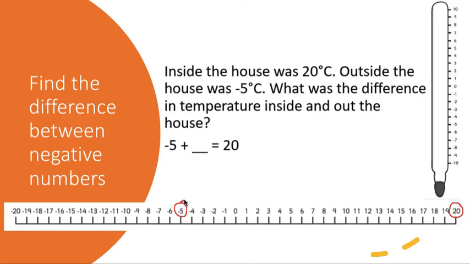I'd start by counting on 5 to get me to 0, and then I'd have to count on another 20 to get me to 20, and I know I would have counted on 5 and 20, that's 25. So the difference between 20 degrees and minus 5 degrees is 25 degrees.